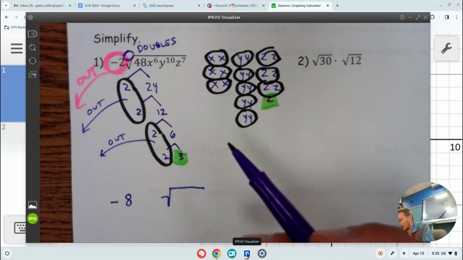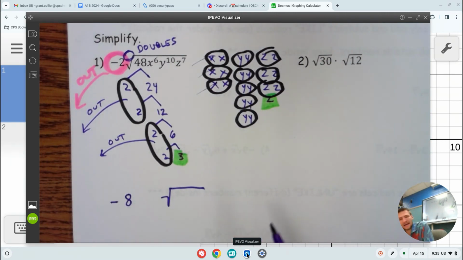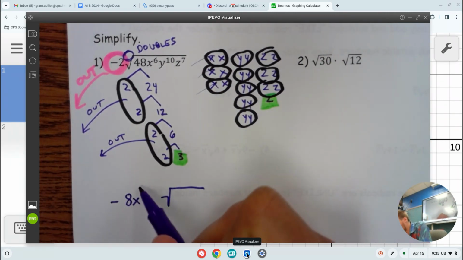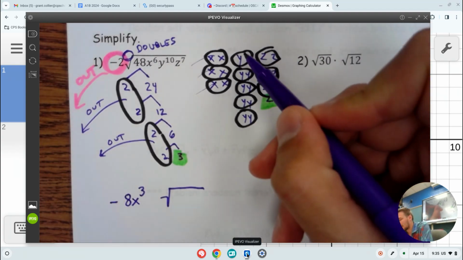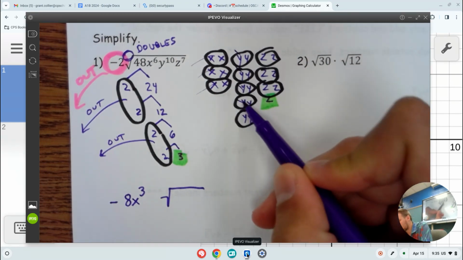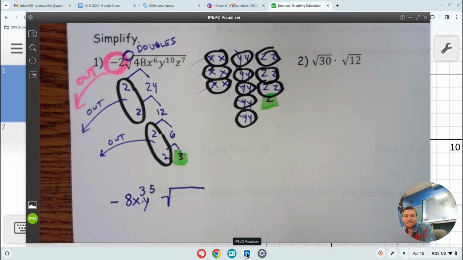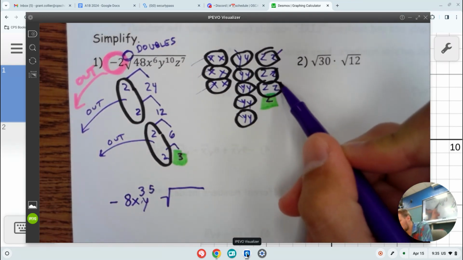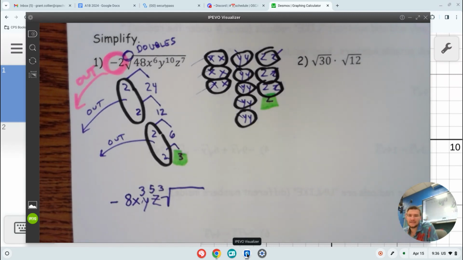Now, all of the letters, we're going to have 1, 2, 3 x's. So we're going to put x cubed. Remember, it's just 1 for every circle, so don't overcomplicate it. We've got 1, 2, 3, 4, 5 y's. So I'm going to put y to the 5th power. And then we've got 1, 2, 3 z's. I'm going to put z cubed.